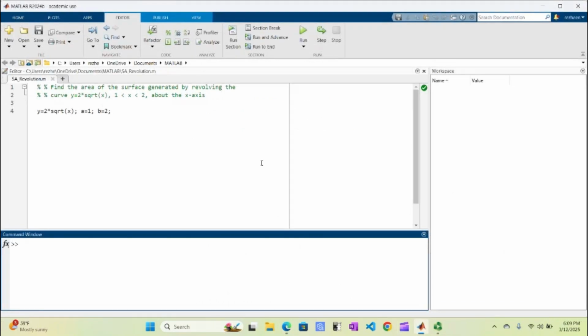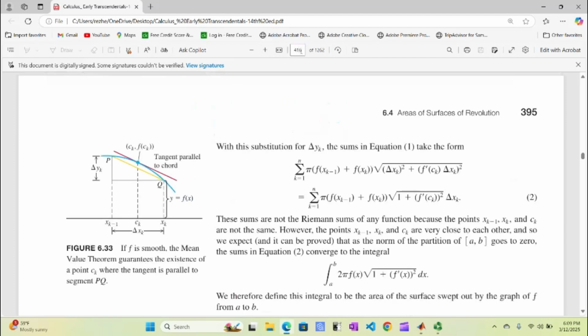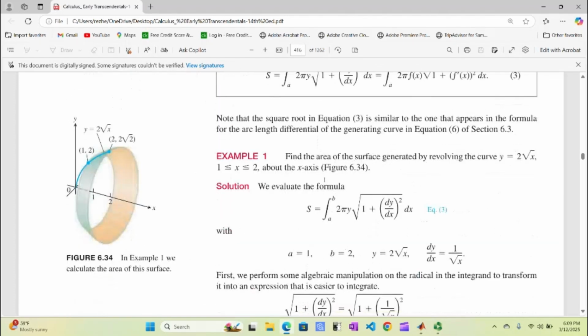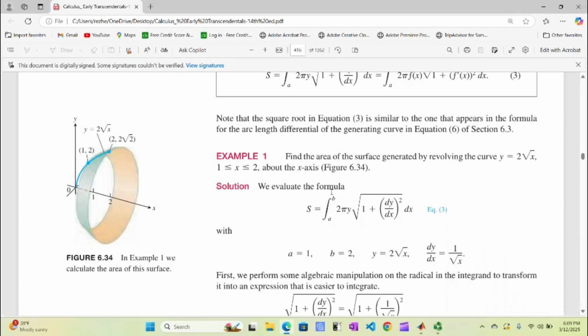So let's go back to the book. We're going to solve this problem here. It's example 1. It says, find the area of the surface generated by revolving the curve y equals 2 root x for 1 less than x less than 2 about the x-axis. All right, and then they go on to solve this. So let's go over to MATLAB.